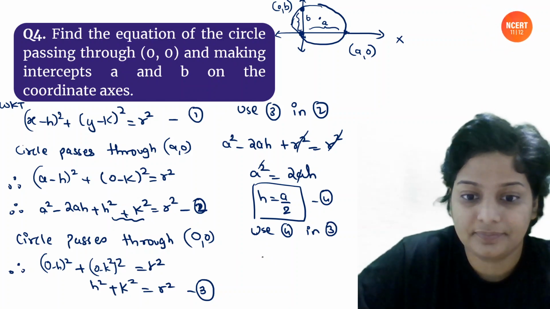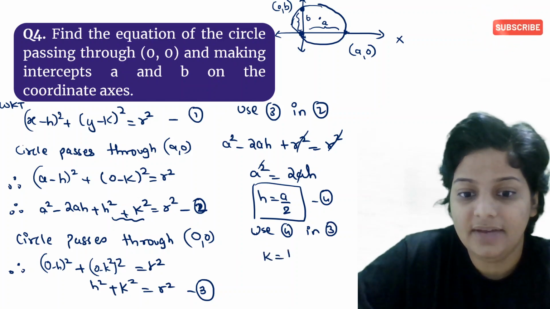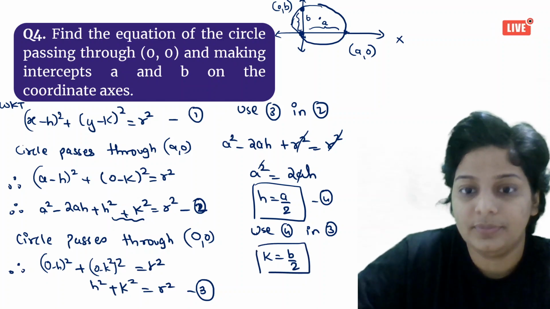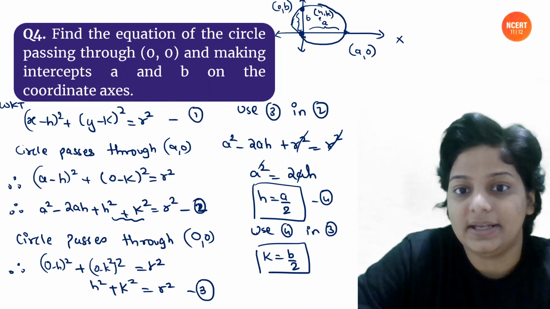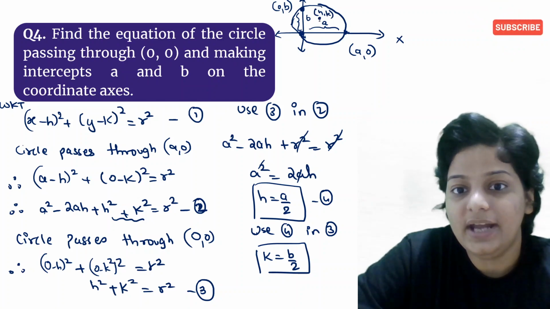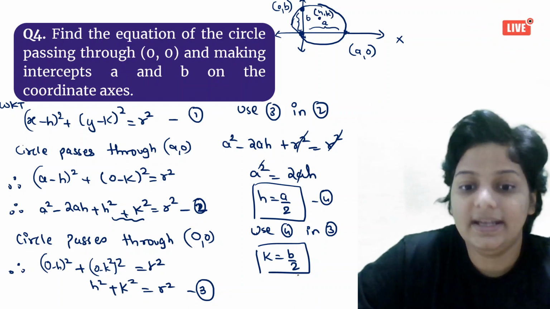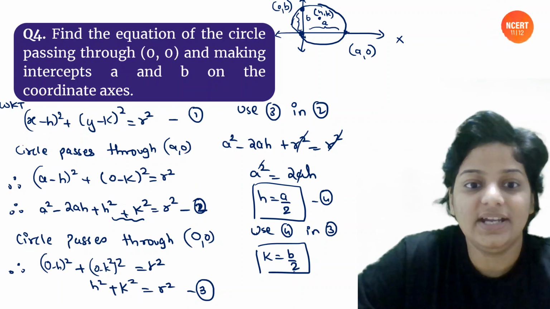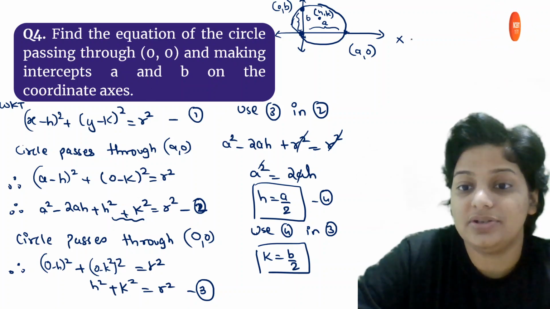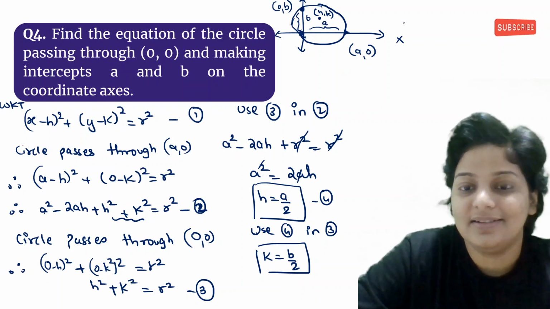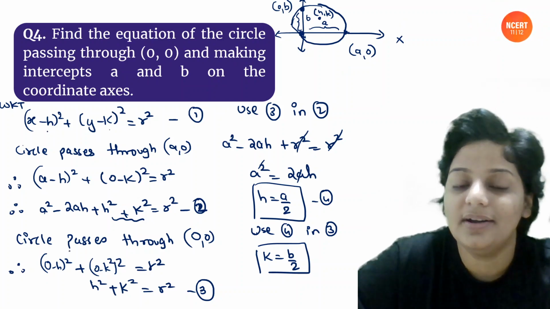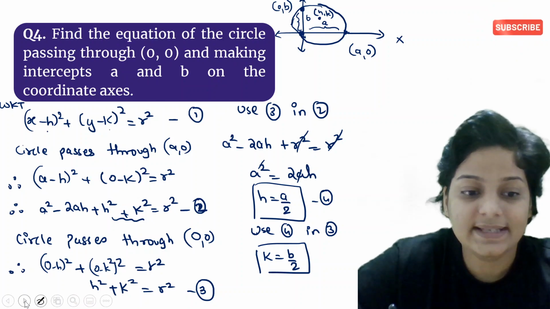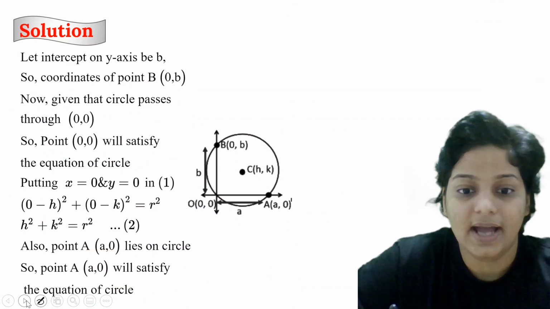k will be equal to b by 2. Look here, your center is h, k, right? So if your h is a by 2, your k will be b by 2. Once you have h and k, what is asked? Find the equation. h and k is there. Just substitute. You will get the equation. Here in place of h a by 2, in place of k b by 2. The question is solved.